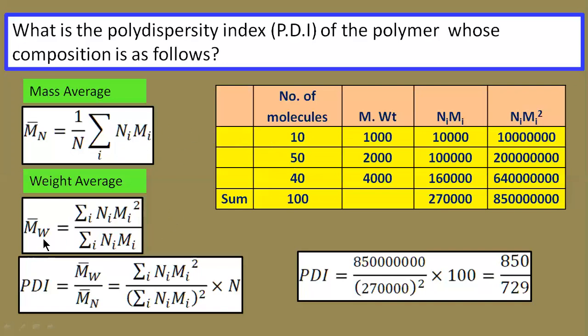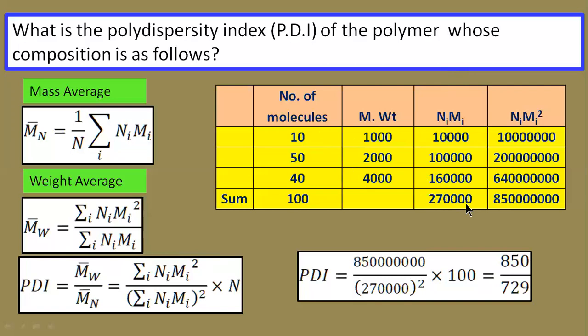And for weight average, a slightly different formula. You have to take the number of molecules multiplied by the molecular weight squared in the numerator, and in the denominator you have the number of molecules multiplied by the molecular weight, and sum it. Okay, so already I have done it in tabular form. So you just multiply this. You have 10 molecules, this is Ni, and this is Mi. So this into this, you'll get this one.